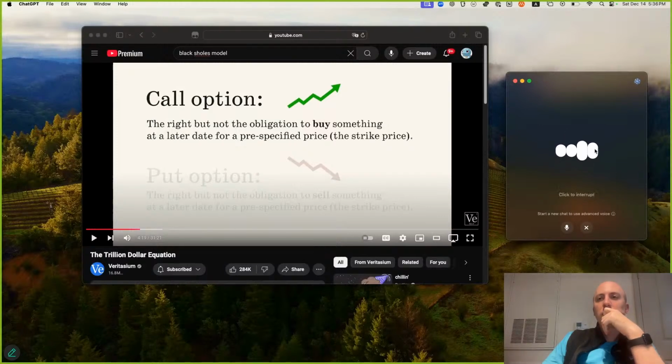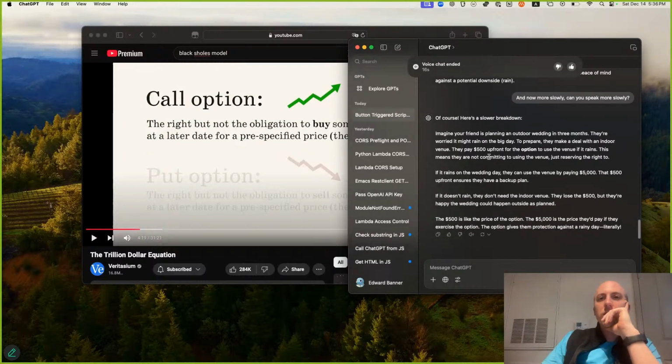Of course, here's a slower breakdown. Imagine your friend is planning an outdoor wedding in 3 months. They're worried it might rain on the big day. To prepare, they make a deal.